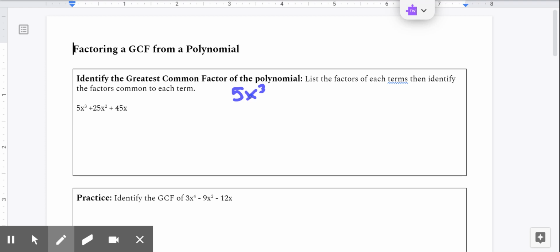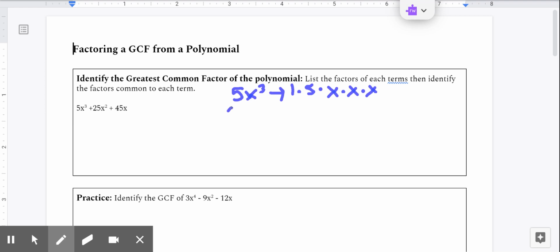Remember, factors are really those prime numbers that you multiply in order to get your term. So to get 5x cubed, well, 5 is a prime number, right? The only factors of 5 are 1 and 5. So we have 1 times 5 to get that coefficient of 5. And x cubed, the factors of x cubed are x times x times x. Okay, so those would be the factors of 5x cubed. If I multiply 1 times 5 times x times x times x, I get 5x to the third power.